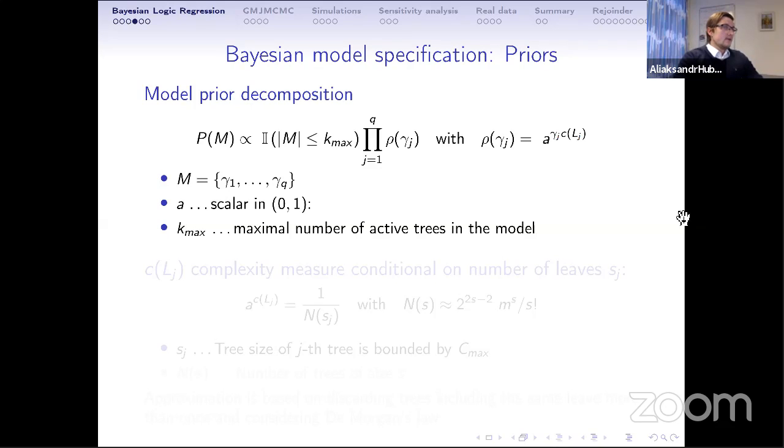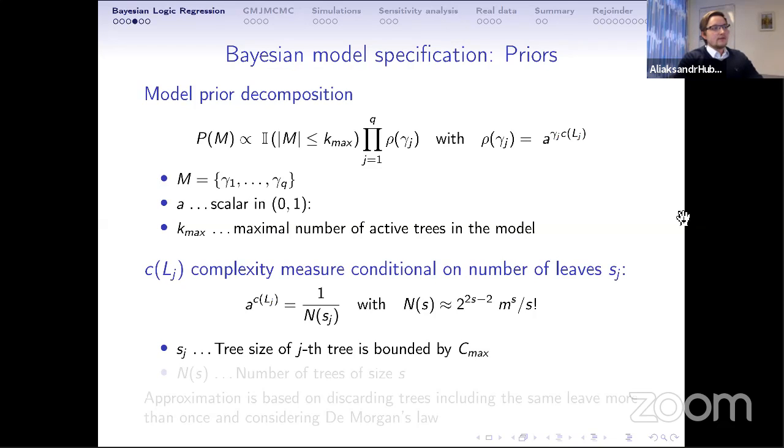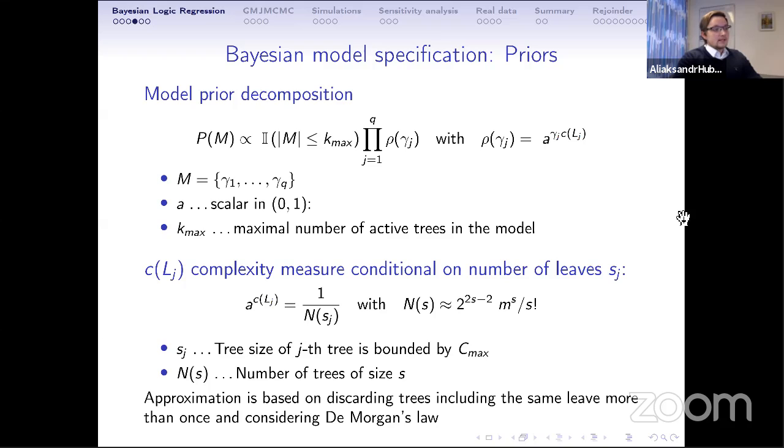trees. And here, if gamma j is equal to 0, then we are not introducing any additional penalization in the prior, whilst when gamma j is equal to 1, then we are introducing this penalization of the form A to the C of Lj. And the particular measure of complexity that we have chosen is of the form that A to the C of Lj is going to be inversely proportional to the total number of trees of size Sj. And then we are approximating this number by means of disregarding the trees that include the same leaf more than once in order to have a more computationally efficient algorithm.